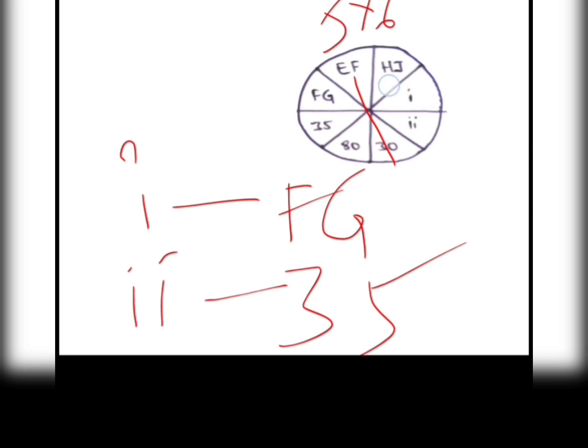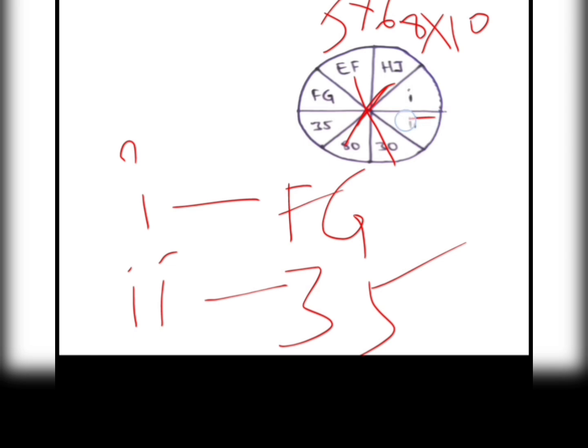Let's check whether this logic applies to the other also. H. What is the number of H? 8. J. What is the number of J? 10. 8 into 10? 80. So, this relation is followed for the other number also.